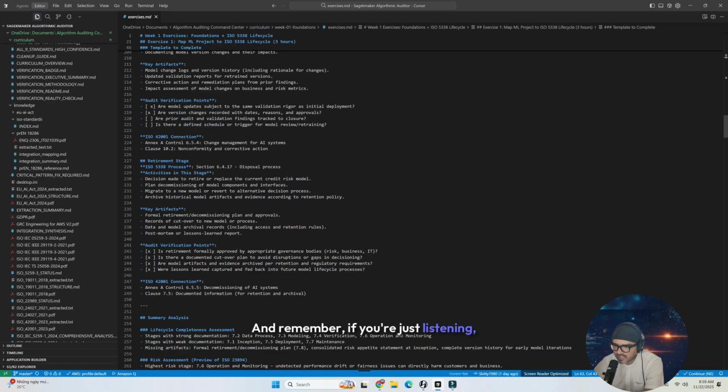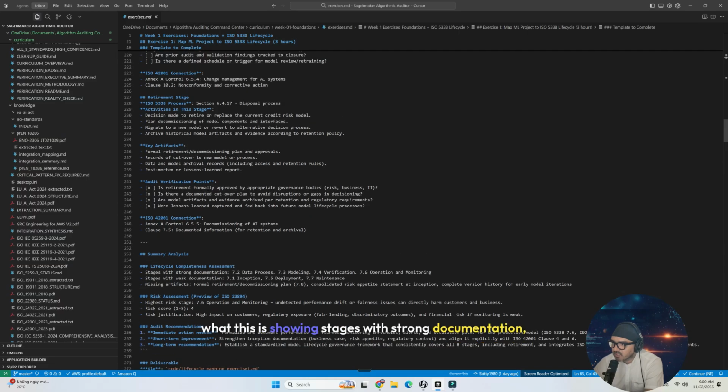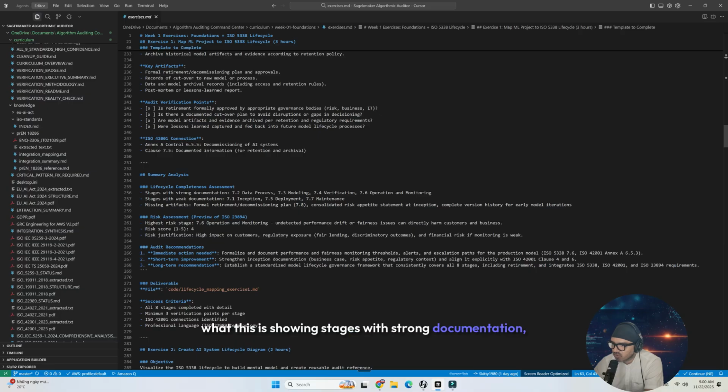And remember, if you're just listening, the whole purpose of this is to teach myself how to audit AI algorithms. That's the thing. So it's involving machine learning and just the deep end of the stuff. So again, here we've got the summary analysis of what this is showing. Stages with strong documentation: 7.2 data process, 7.3, 7.4, 7.6.